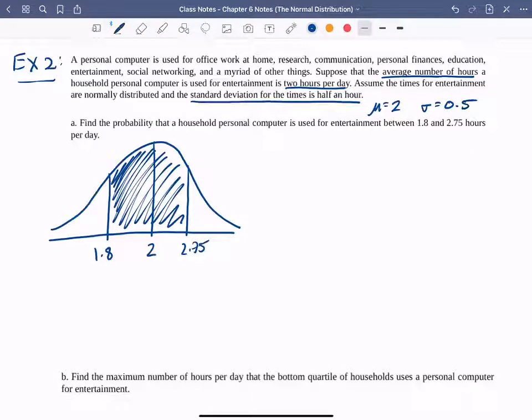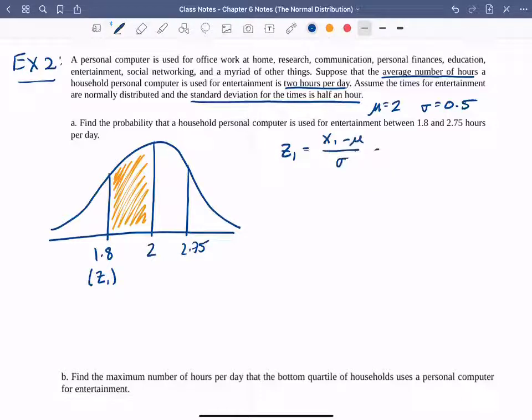Okay, that's what we're looking for. But let's find it separately. So let's first find this piece. We're going to call 1.8, just for our purposes, our first z-score. It doesn't matter what order you put them in. So our first z-score says that we're going to have our first x value minus mu over standard deviation. It's 1.8 minus 2 over 0.5. This gives us negative 0.4.